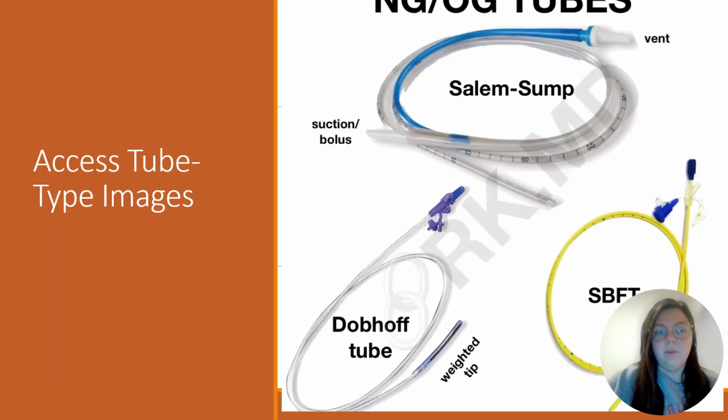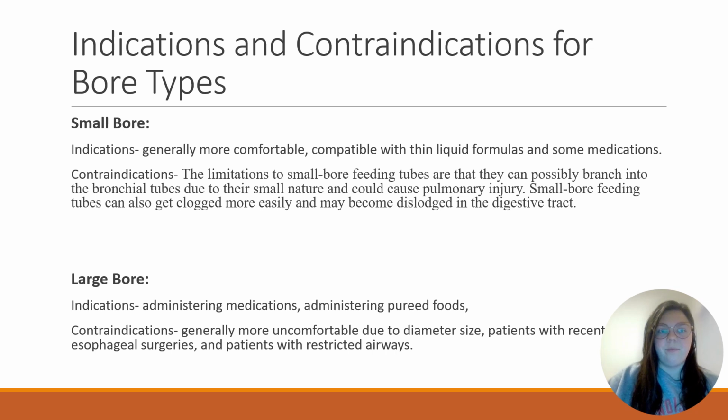Here are some examples of the access tube types. The Salem sump tube is typically known as a large bore feeding tube due to its larger diameter, and the bottom two, the Dobhoff tubes, are known as small bore feeding tubes, which you can see in comparison are smaller in diameter. The indications and contraindications for bore types.